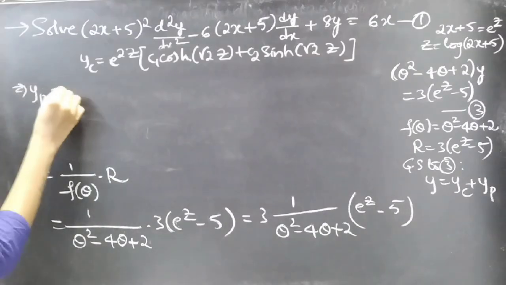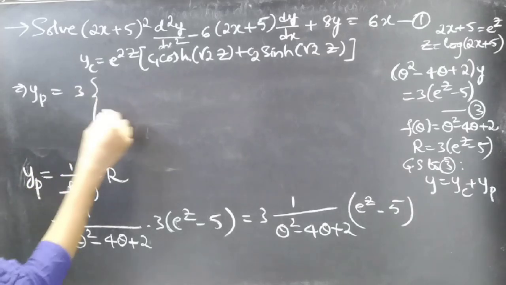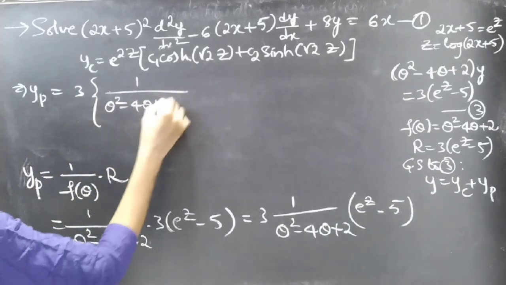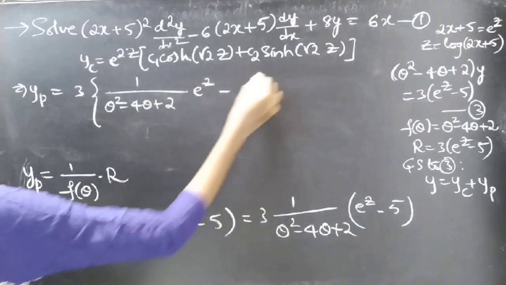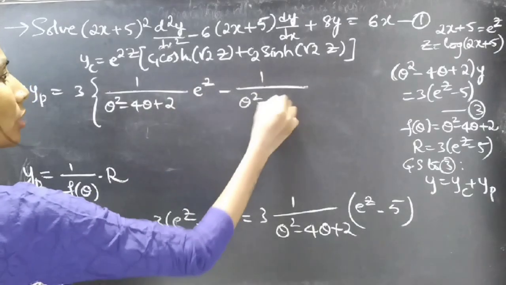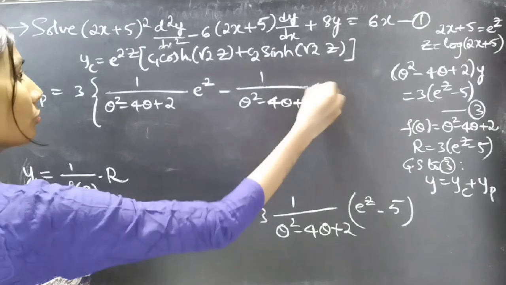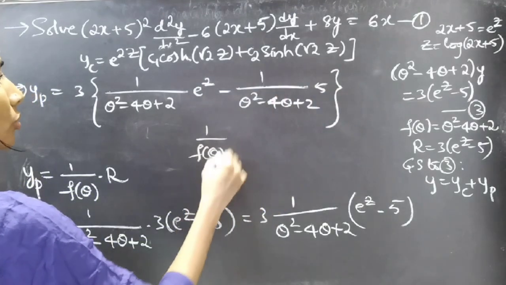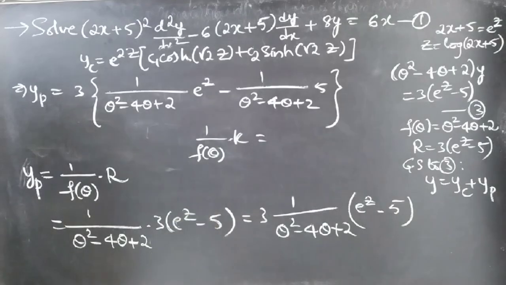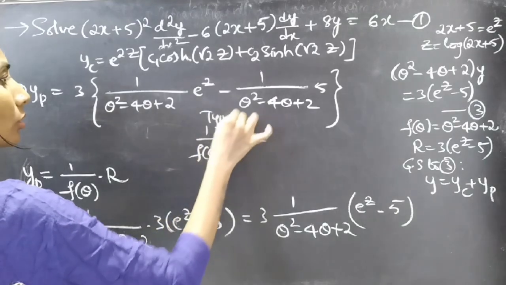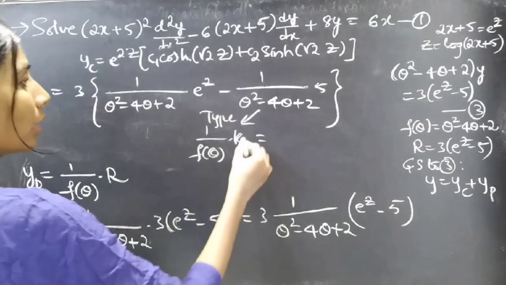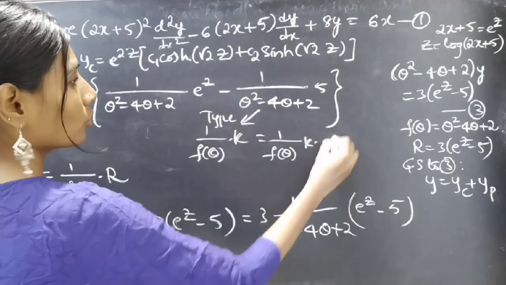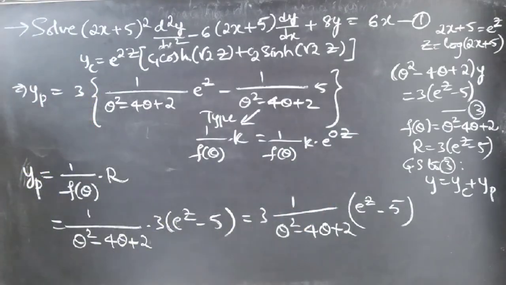Then yp equal to 3 times 1 by theta square minus 4 theta plus 2 into e power z minus 1 by theta square minus 4 theta plus 2 into 5. So this is of 1 by f of theta into some constant type, right? The second fraction. So we can write the constant as k into e power 0 z form.